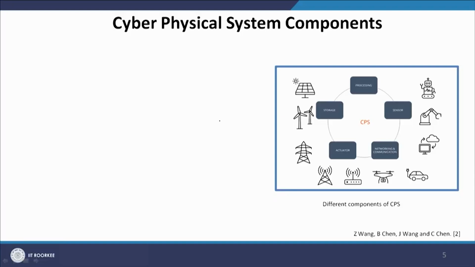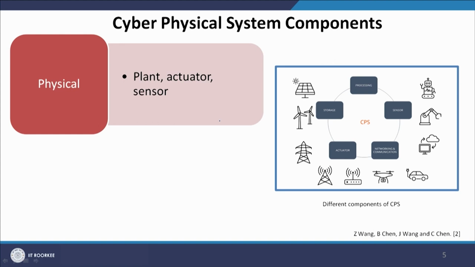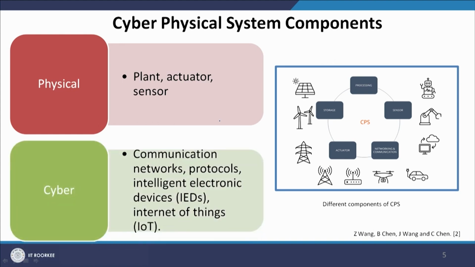Now, in the case of a cyber physical component, you can see that different physical devices are in place. There could be sensors, communication networking, actuators, storage and also processing. They all belong to my cyber physical system. Then you have the physical system, those are plants, actuators and sensors, and then you have the cyber part, those are communication networks, protocols, intelligent electronic devices and the Internet of Things. That is how the overall cyber physical system is taken into account.